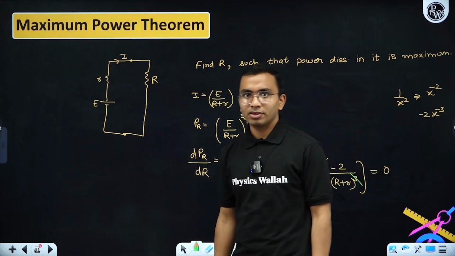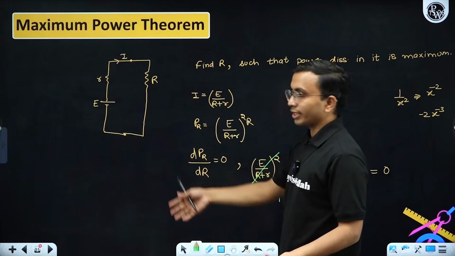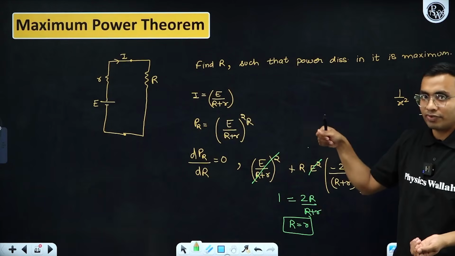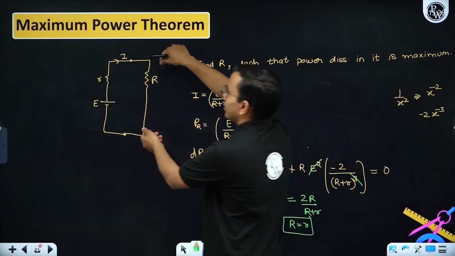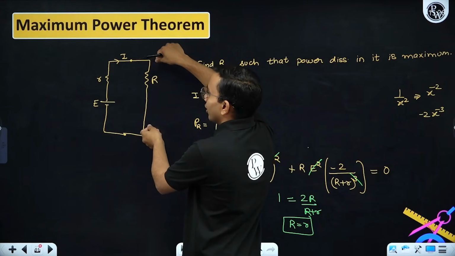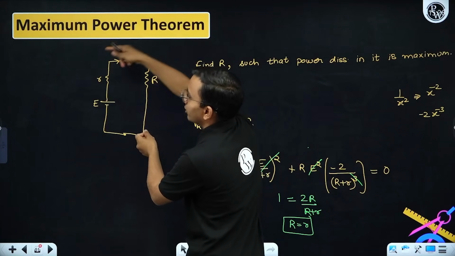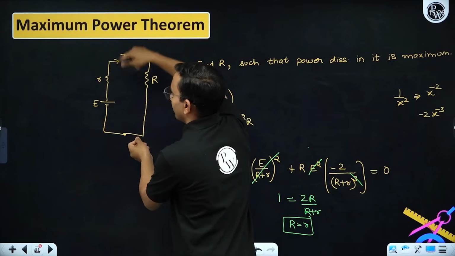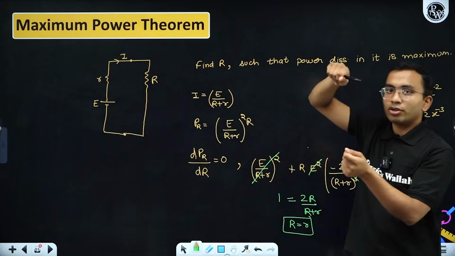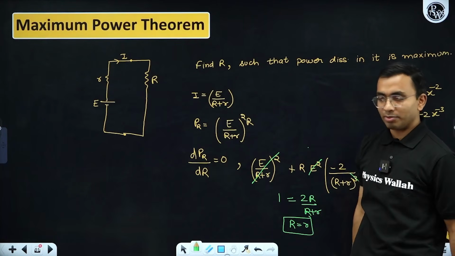That you can find by short circuiting the battery. So this resistance across these 2 points should be equal to the resistance of the circuit, then only the power dissipated across that resistance will be maximum.